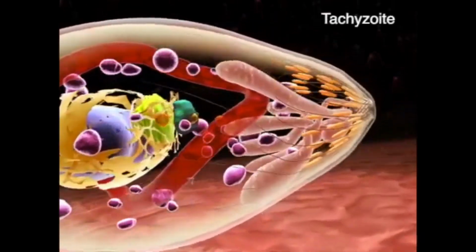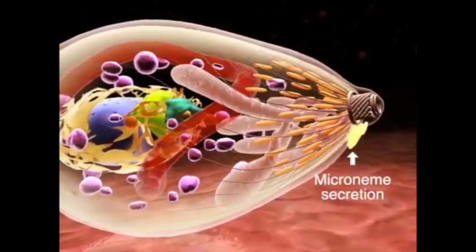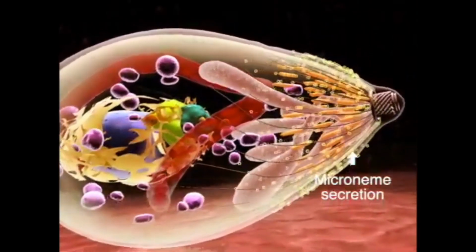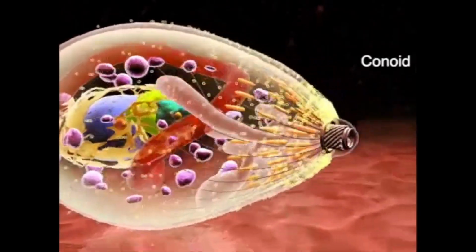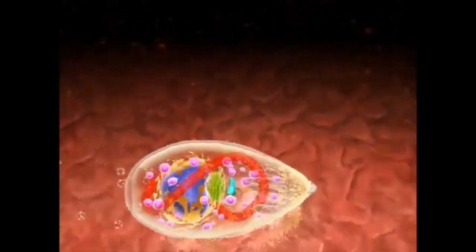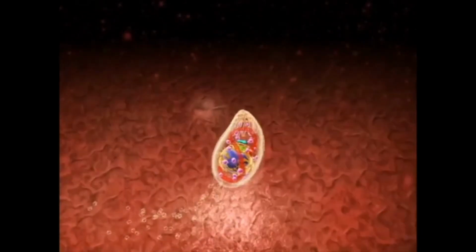The tachyzoite of Toxoplasma gondii moves by gliding in the extracellular space, projecting this hollow cylindric structure, the conoid, and secreting proteins from the micronemes, here seen as yellow circles.